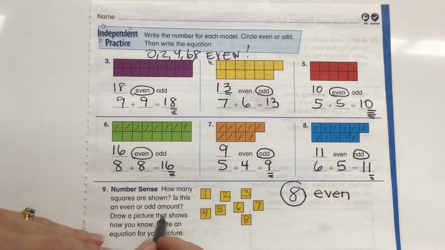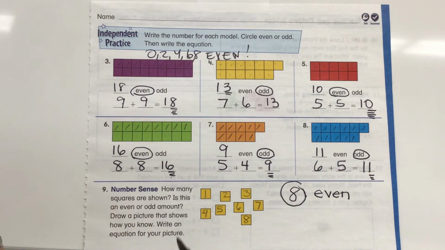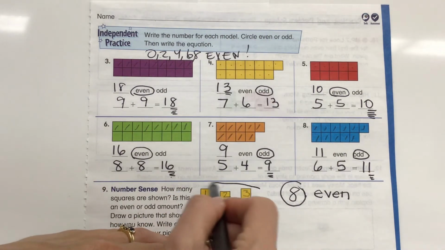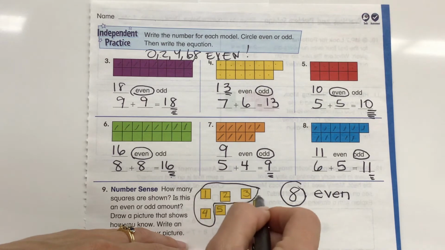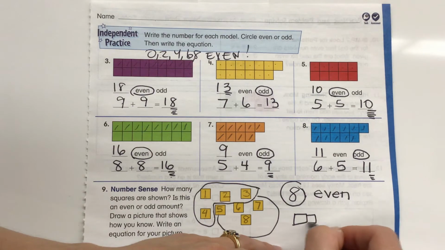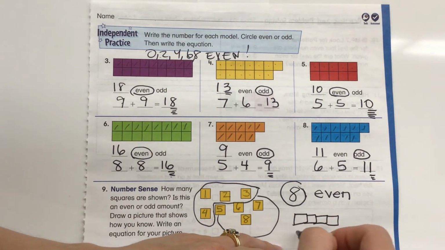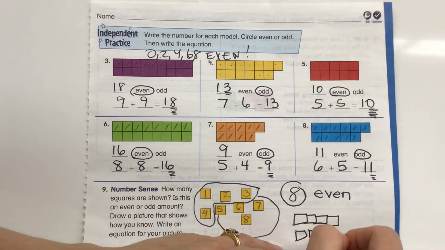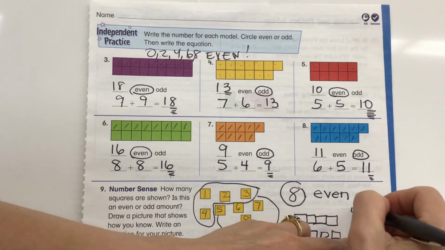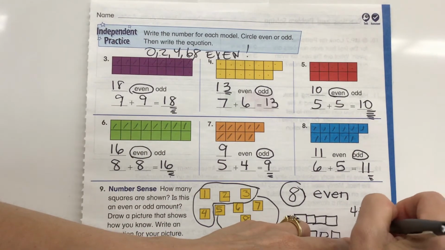Okay? It says draw a picture that shows how you know. Write an equation for your picture. So what I'm going to do is I'm actually going to take 1, 2, 3, and 4, 5, 6, 7, 8. I'm going to do 2 rows of 4. 1, 2, 3, 4, 5, 6, 7, 8. And I know that 4 plus 4 equals 8.